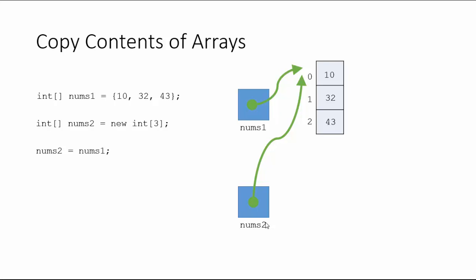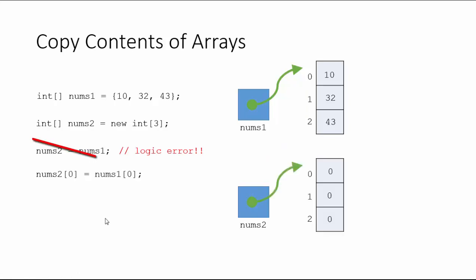Garbage collector will remove the original nums2 array from memory. To copy contents, copy each cell one by one from the first array to the second array. Copy the contents of cell 0 from nums1 into cell 0 of nums2.